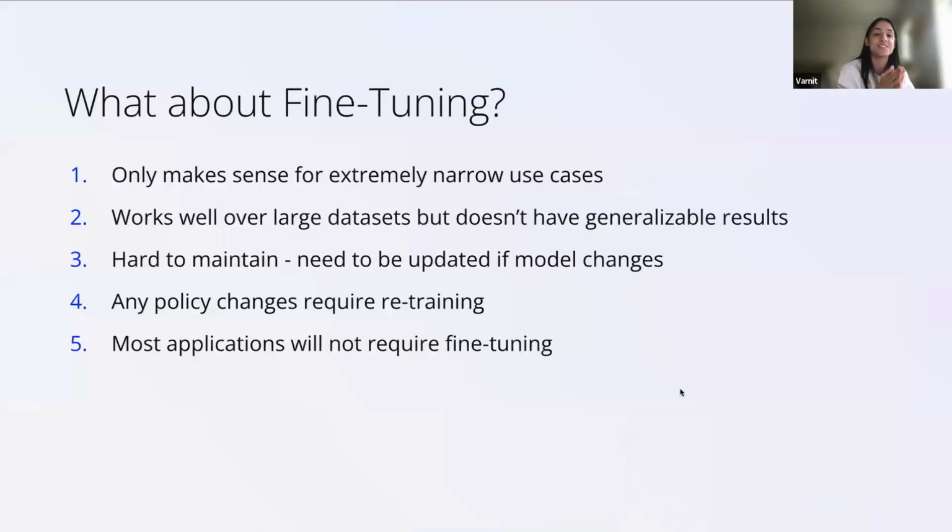So this came up a lot when I first started getting into AI product development. At the time, I don't think people had a good understanding of what fine tuning was. And especially for our translation use case, we thought we would have to fine tune to support specific languages. But for the most part, as an AI product manager, you will almost never really need fine tuning. It only really makes sense for extremely narrow use cases, and it works well over large data sets, but it doesn't have generalizable results. It's hard to maintain. So anytime the underlying foundation model or your policies change, you'll need to retrain it. And most applications just simply don't need it.